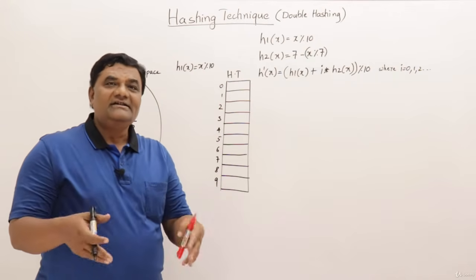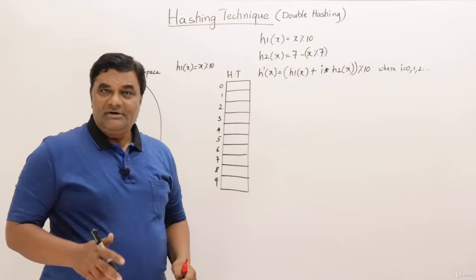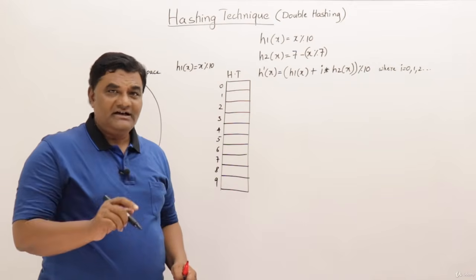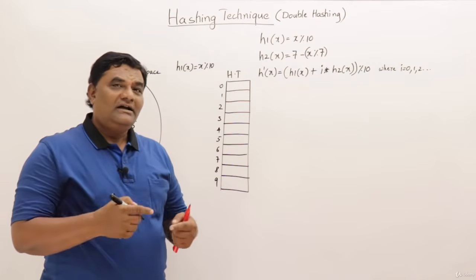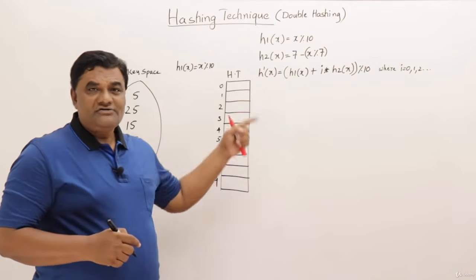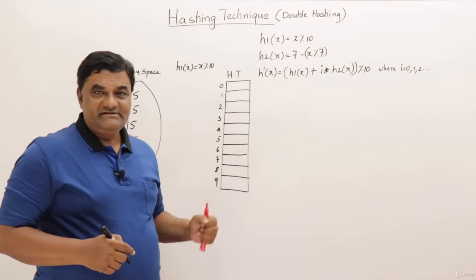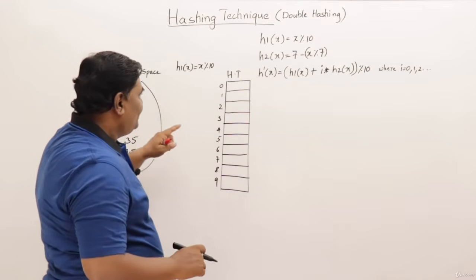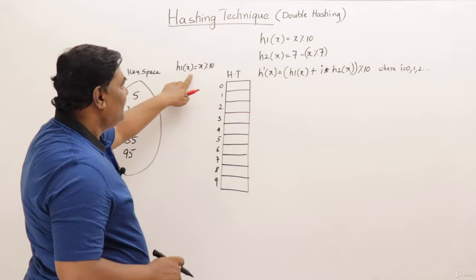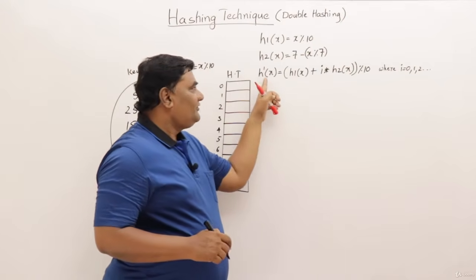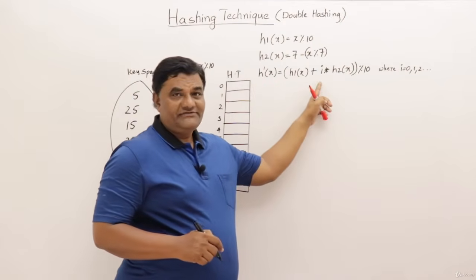Or else you can design any other hash function you like. But two things you have to take care. The result of that hash function should not be 0. And the second thing is it should try to cover all the indices. The next thing, we will use the regular hash function. If there is a collision, then we will try to use this modified hash function.